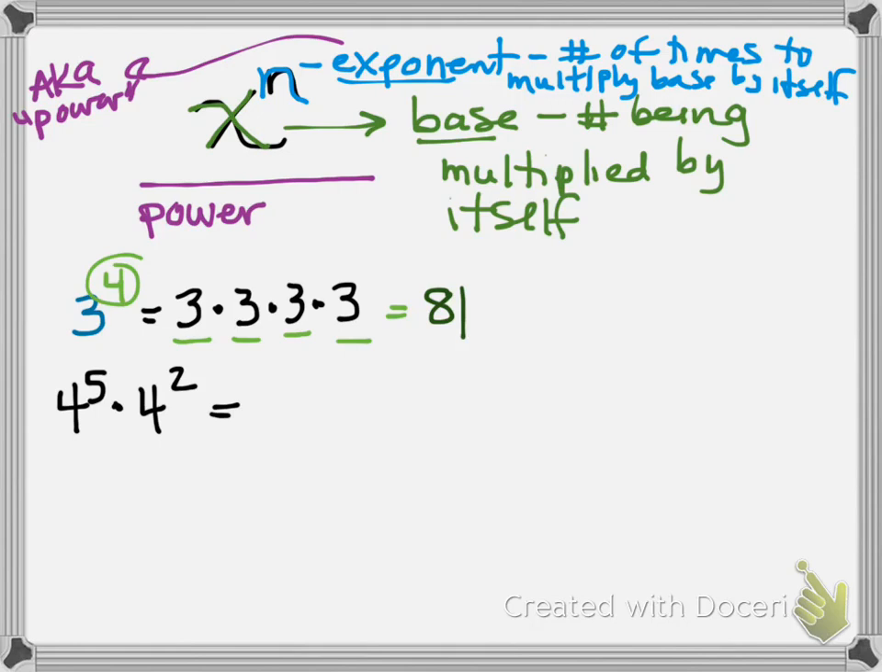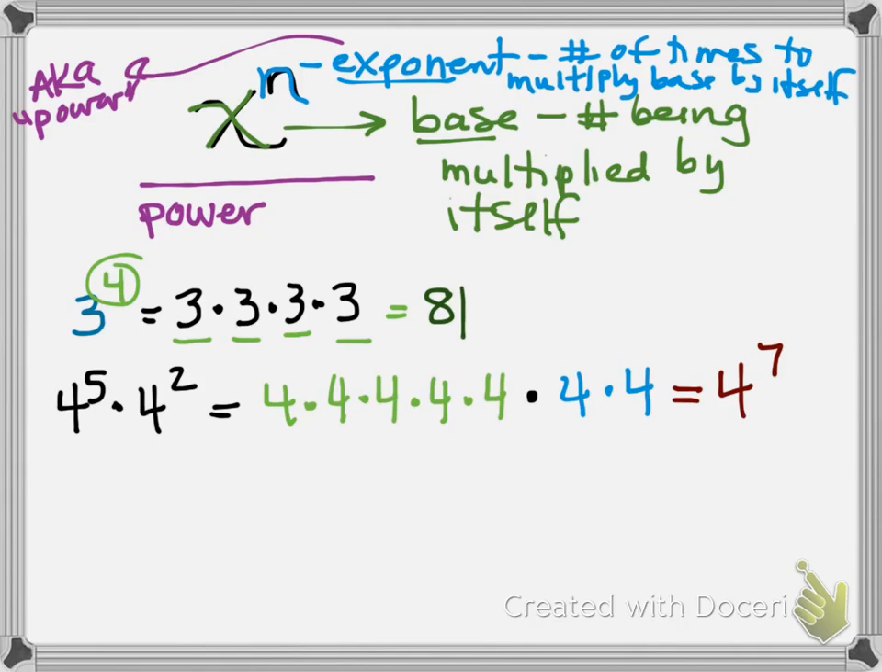Well, in the first one, it says you have 1, 2, 3, 4, 5 4s being multiplied together. The second one says you've got 2 4s being multiplied together. So how many 4s did I have altogether getting multiplied by each other? Okay, I have 7. So looking at your original problem, do you see a shortcut way of getting that answer of 4 to the 7th without having to expand it out?